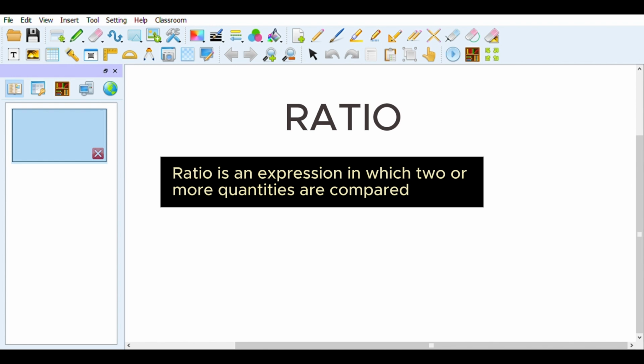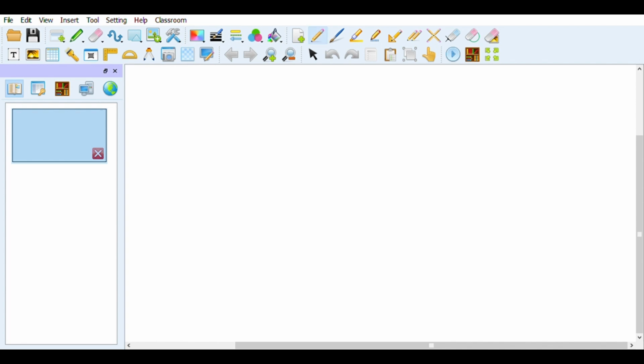So, if for instance we have a ratio of 3 is to 4, this can also be written as 3/4. So ratio is a different way of writing fraction, and most of the things we do to fractions can also be done to ratio.